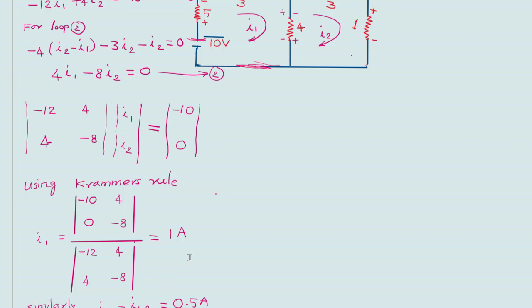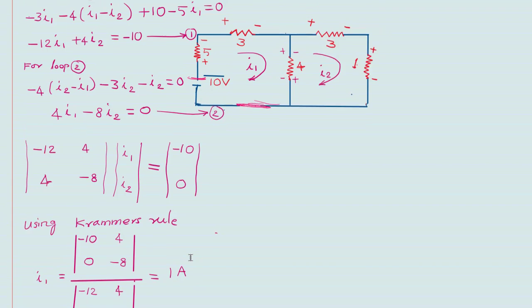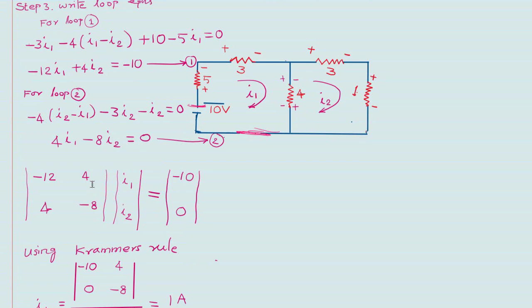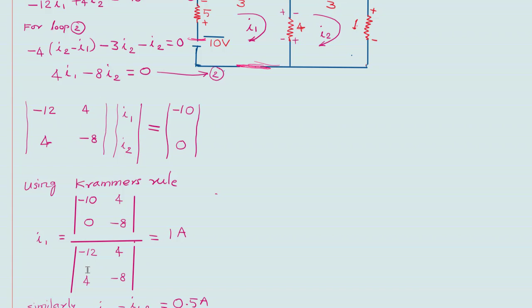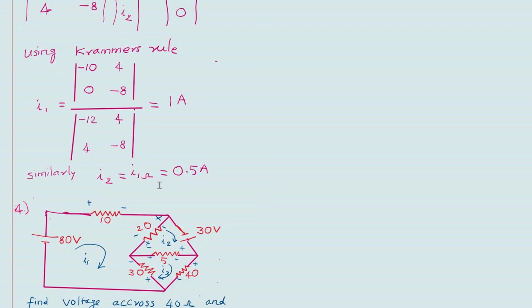Simplify that, then we get 1 ampere current. Similarly, to get I2, what we should do is replace this second column with the right hand side matrix and divide that with the original matrix, that is this, and then simplify it. Then we get I2. And once we follow that, we get I2 value is 0.5 amperes.